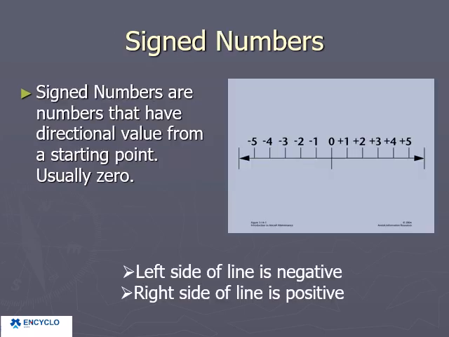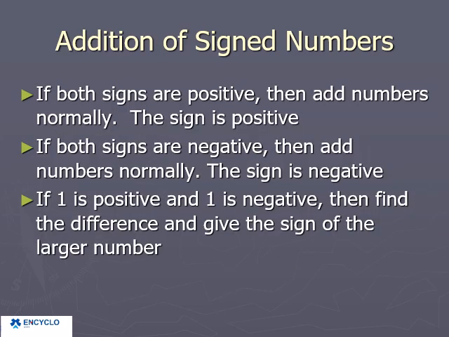Signed numbers have a directional value from 0, positive or negative. Positive numbers lie to the right of 0, while negative numbers lie to the left. When adding signed numbers, if both numbers are positive, add normally. If both are negative, add and retain the negative sign. If one is positive and the other negative, subtract the smaller from the larger and use the sign of the larger number.